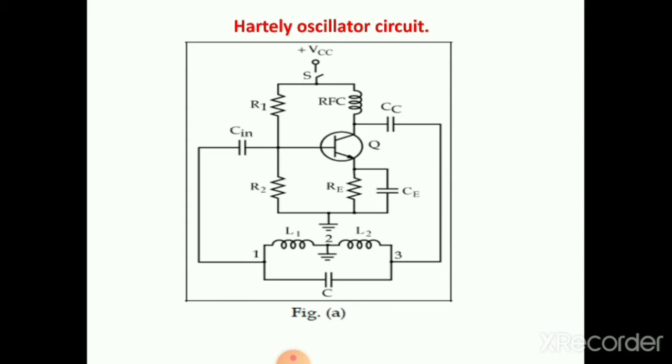So if you remember from the previous lesson, the block diagram, what are the essentials for an oscillator circuit? We have a tank circuit, that is an L in parallel with C, right? And we have a transistor amplifier and a feedback network.